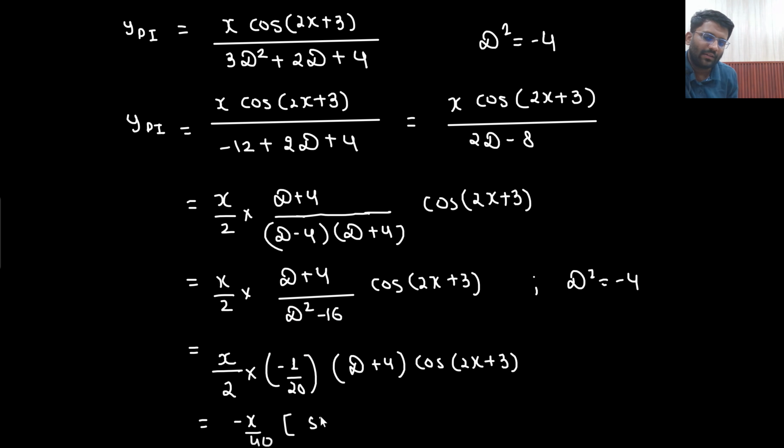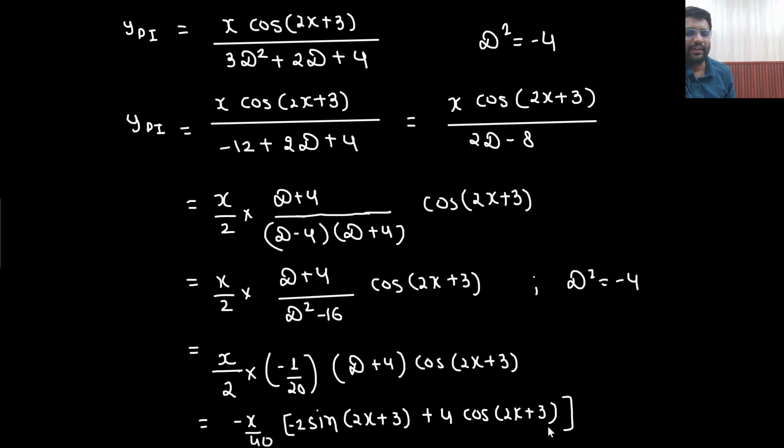Now differentiation of cos 2x plus 3. D plus 4 is going to be multiplied. This is becoming minus x by 40. In place of d square, I have put minus 4. Now d is going inside. So differentiation of cos 2x plus 3 would be minus 2 sine 2x plus 3. Say yes or no? Minus 2 sine 2x plus 3 plus 4 cos 2x plus 3.